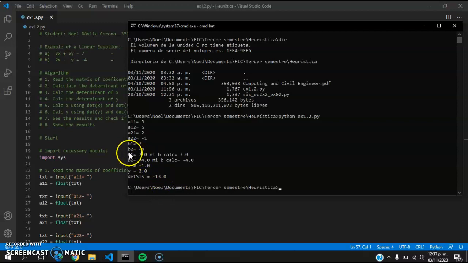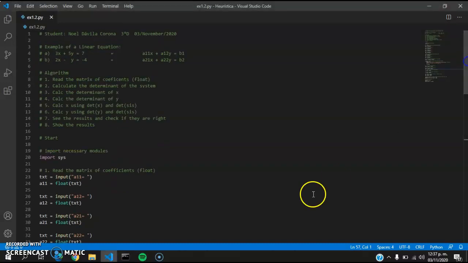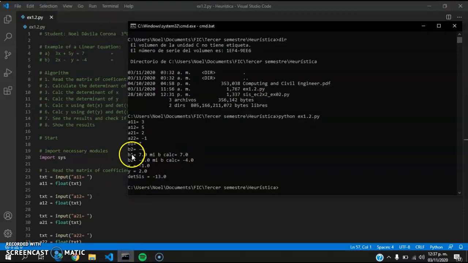As you can see, here are the steps 7 and 8 that say it's another way to ensure that we are right. If the results are the same, it means that we are right. And we have the value for x and the value for y.